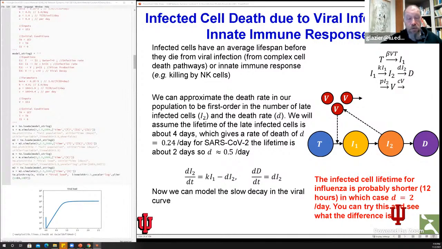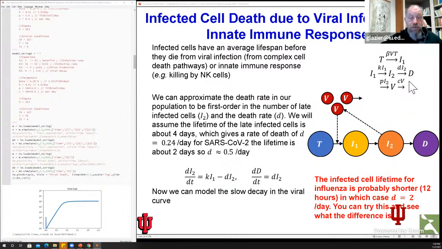The difference between an innate immune cellular response like a natural killer cell and an adaptive immune response like a CD8 plus T cell is that the innate cell, like the NK cell, will kill any infected cell with relatively low specificity and relatively weak targeting. And the CD8 plus T cell has a molecule on it that specifically recognizes that virus. And so it's much more targeted. For our purposes, we're just going to assume that the infected cells, the I2 cells, those virus-releasing cells, have a lifetime and that they decay into dead cells. So I2 goes to D, what we're going to add.